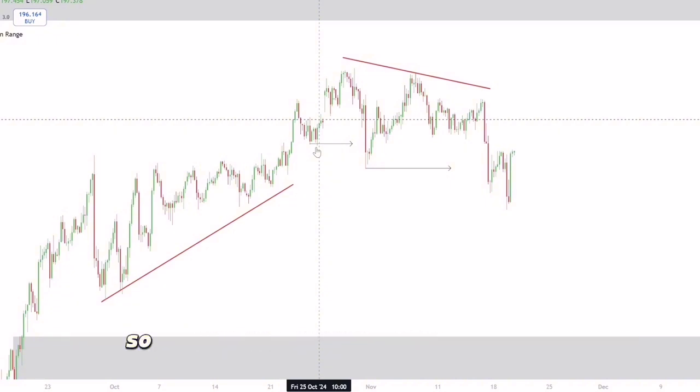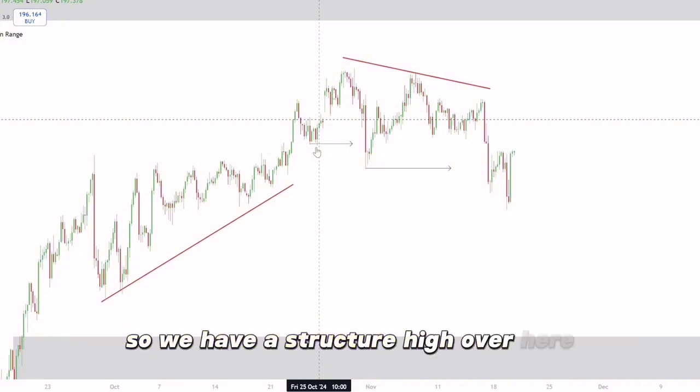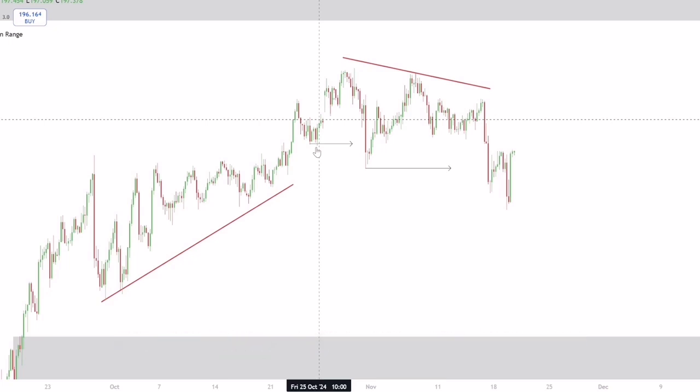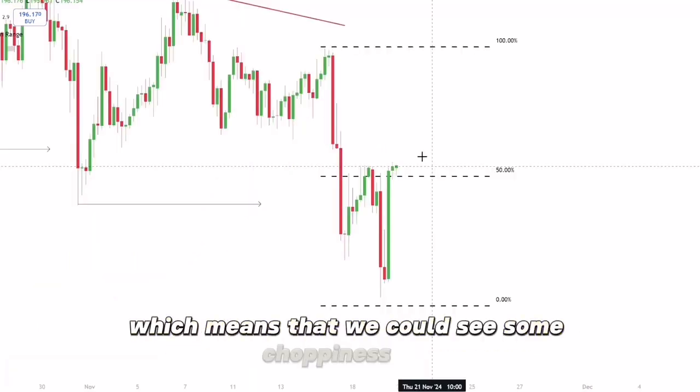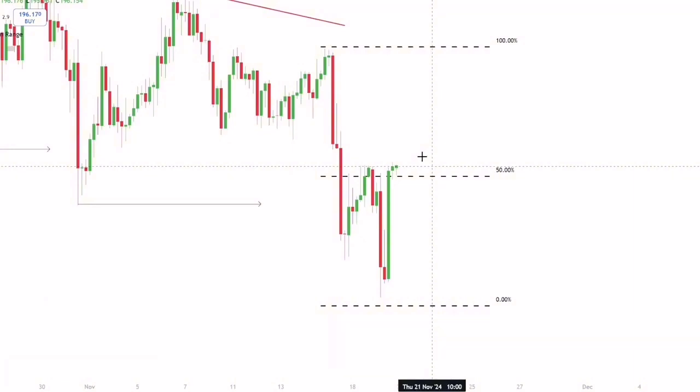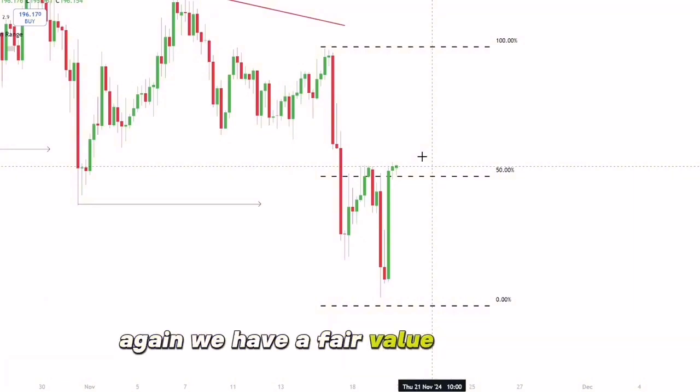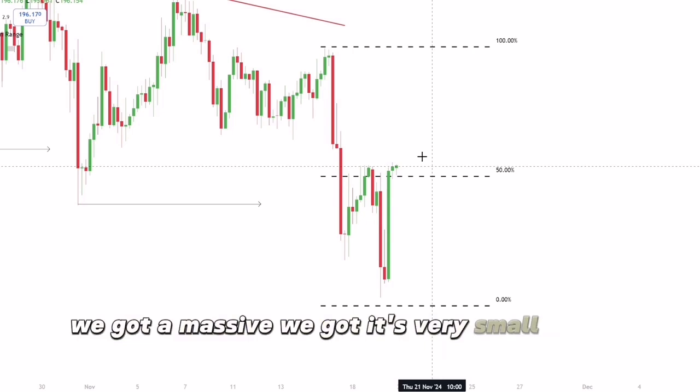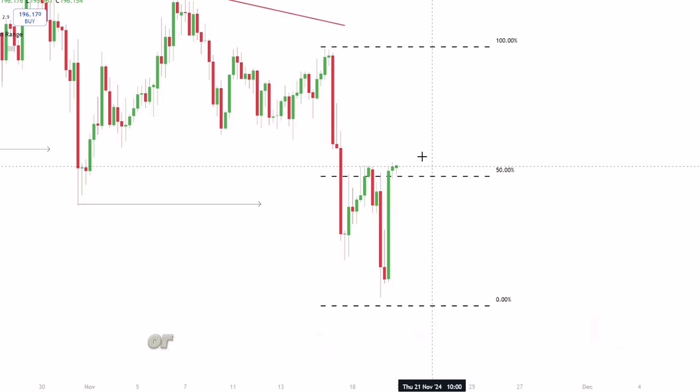So we have a structure high over here and we have a structure low down here. And now price is pretty close to the equilibrium, which means that we could see some choppiness. But again, we have a fair value gap up here. We got a very small kind of POI, but we have a fair value gap or an inefficiency over here to fill. This is a fair value gap.